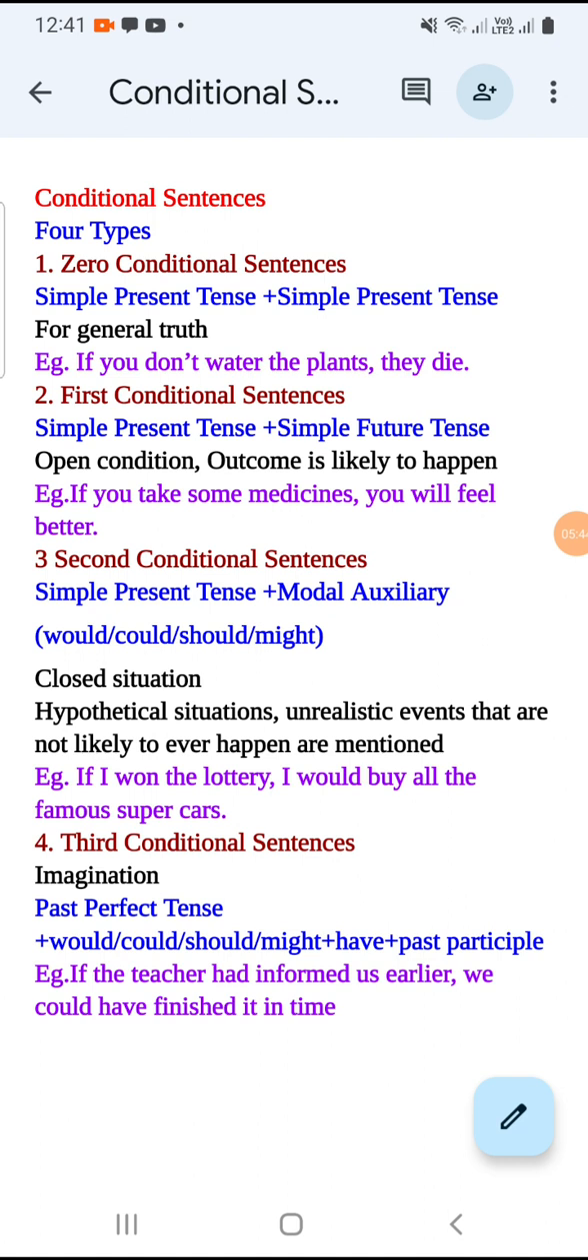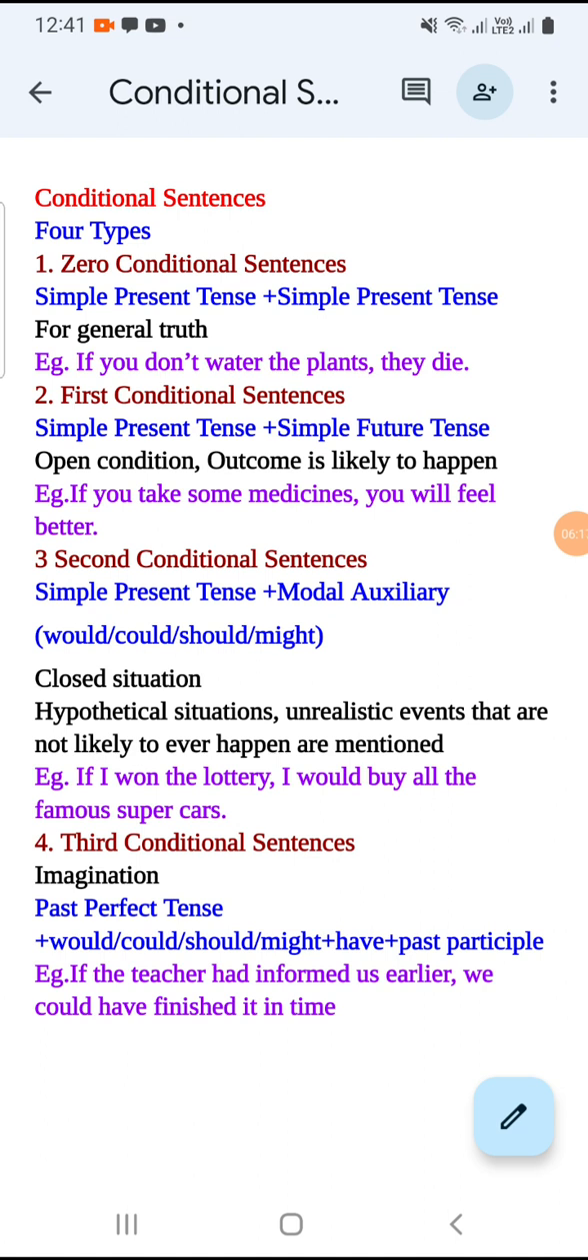One thing here I would like to tell you is that the position of the if clause can be changed. Here I have given the example: if I drink too much coffee, I cannot sleep at night. So let me tell you that here the first form of verb is used, and main verbs are limitless, main verbs cannot be counted.